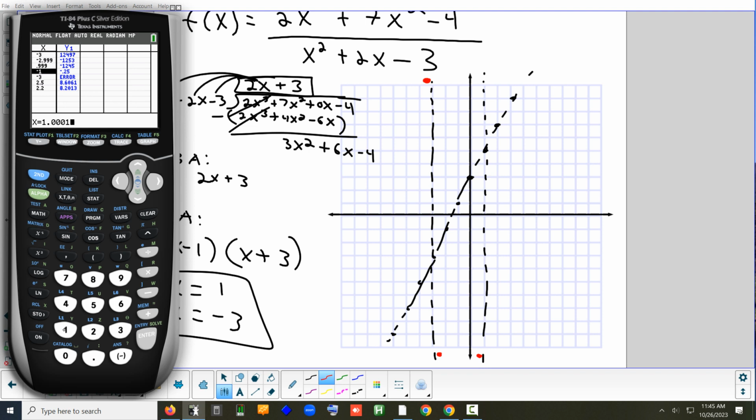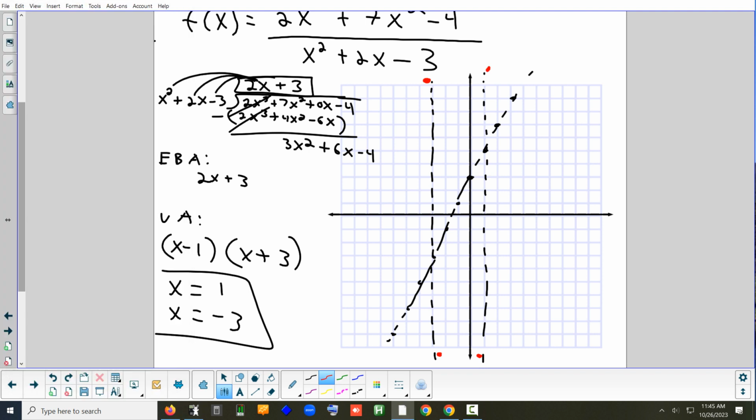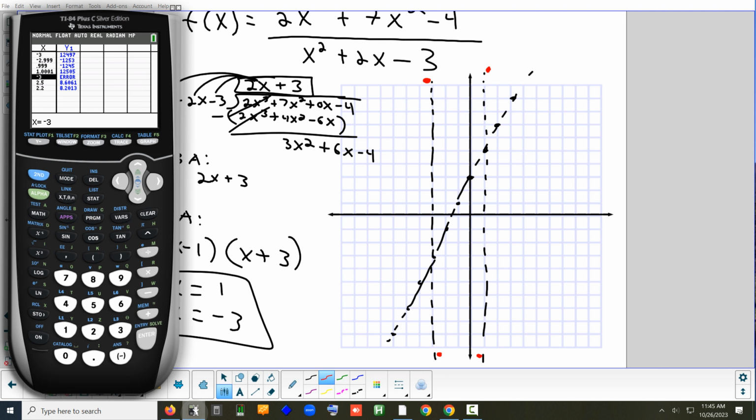Is this the same exact thing, just instead of doing synthetic division, you did long division? We did long division. Okay. So 1.001, 12,000. So way, way up. Were the answers the exact same as what the other ones were? No, a little different.